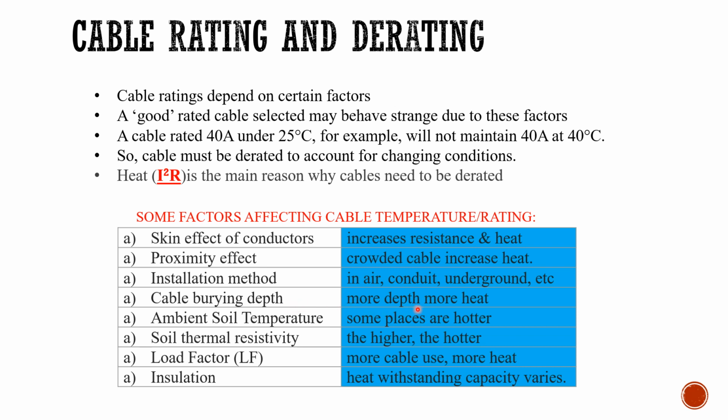Another factor to be considered is cable burying depth. For underground cable, if the depth of burying the conductor is much, the heat dissipation will be less. Therefore, the heat retained in the conductor will be high. Then ambient soil temperature. Tropical areas and temperate areas are not the same. So if the conductor is installed in a place where the soil temperature is high, it will reduce the rating of the cable.